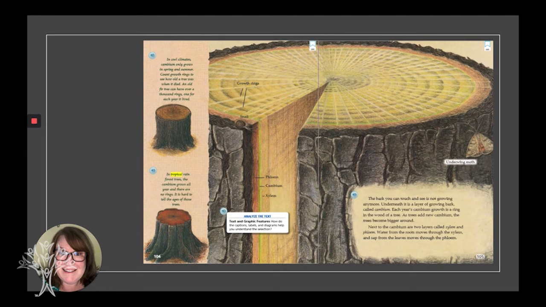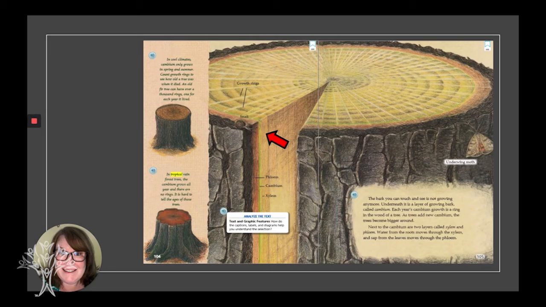In cool climates, cambium only grows in spring and summer. You can count growth rings to see how old a tree was when it died. An old fir tree can have over 1,000 rings, one for each year it lived. In tropical rainforests, the cambium grows all year and there are no rings. It is hard to tell the age of these trees.